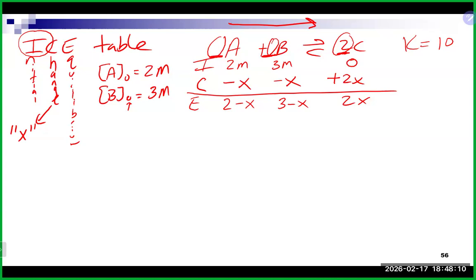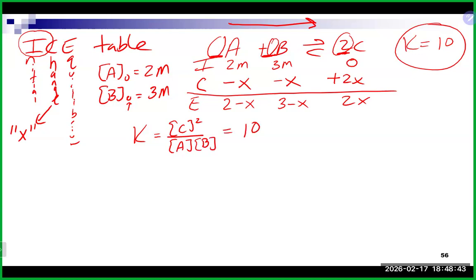So once we have this, really the goal of this table is to figure out what the value of x is. Now, we can do that because we have the equilibrium constant given to us. And we can write our equilibrium expression for this, and we'll assume these are all aqueous. K would equal the concentration of C squared divided by the concentration of A times the concentration of B, and that's going to equal lucky number 10 there.